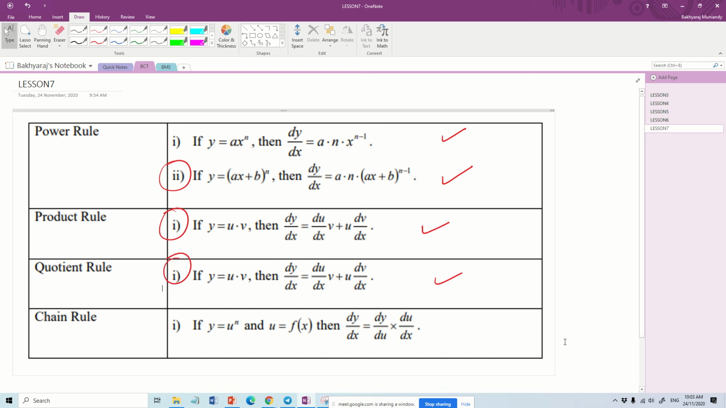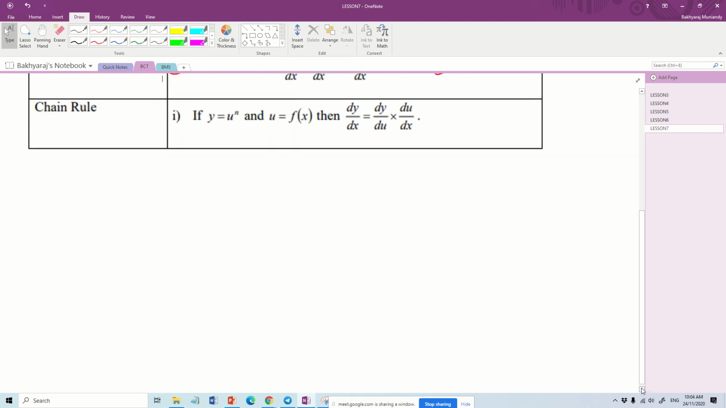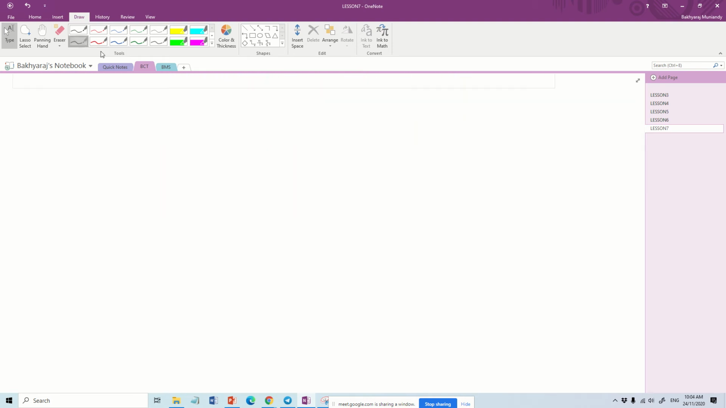Let me recall some of the previous exercises. One of the exercises is number 1: y equals (2x + 3) to the power of 4. This is what we saw last week. Ini yang kita belajar minggu lepas.